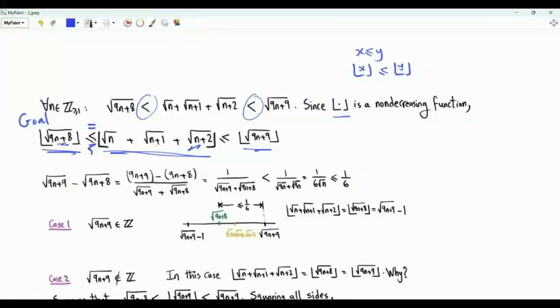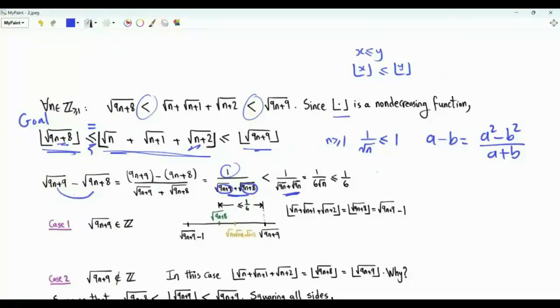What is the distance between the square root of 9n plus 9 and the square root of 9n plus 8? If we take this difference, apply the same idea we have seen earlier, that a minus b is equal to a squared minus b squared over a plus b, we find that the difference is equal to 1 over the sum of the square roots. We can get an upper bound by replacing 9n plus 9 by 9n and 9n plus 8 by 9n. This is 1 over 6 square root n. And because n is greater than or equal to 1, 1 over square root n is less than or equal to 1. This means that the difference between these two square roots is upper bounded by 1 over 6.